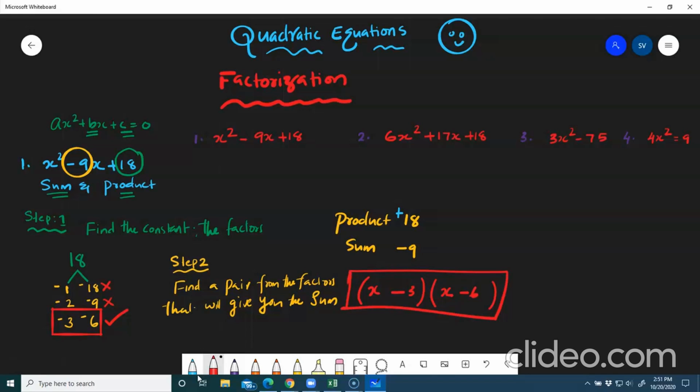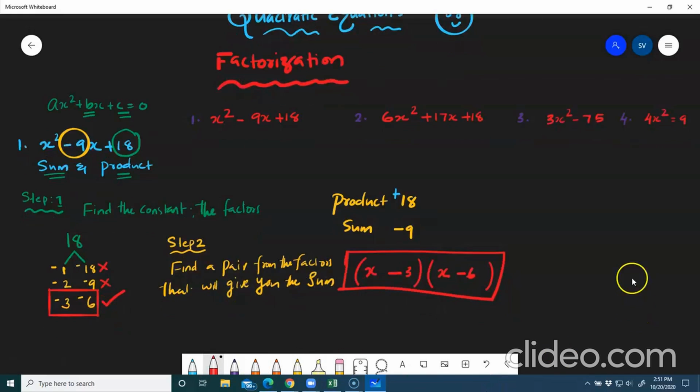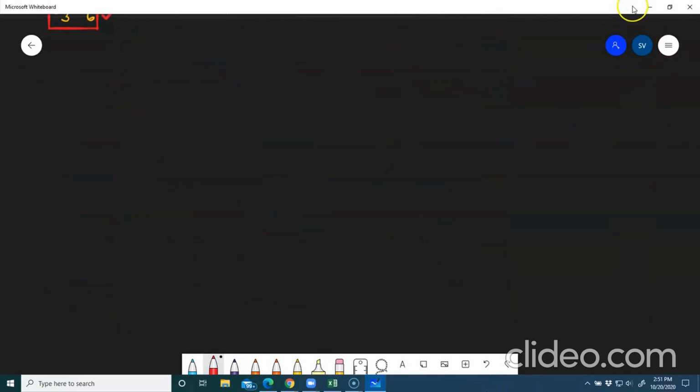Okay, so that is question number 1. Now we can move on to question number 2. Question number 2 is this: 6x squared plus 17x plus 5 equal to 0.